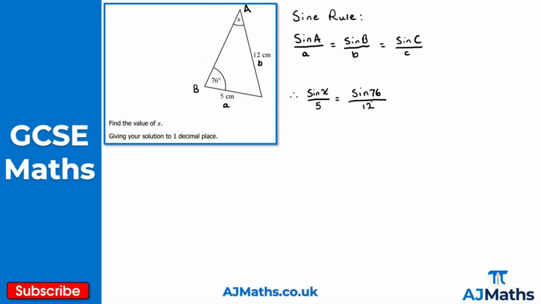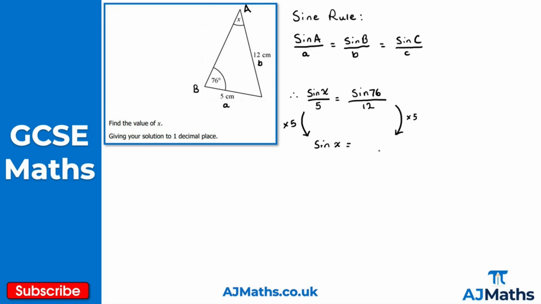Okay. What we need to do to begin with here is get rid of this fraction. So we just want sine x on its own to begin with. I'm going to times both sides by 5. We're just using inverse operations here. So times both sides by 5. On the left hand side then, we simply get sine x on its own.